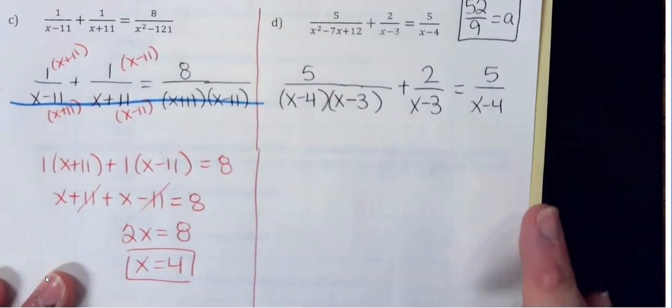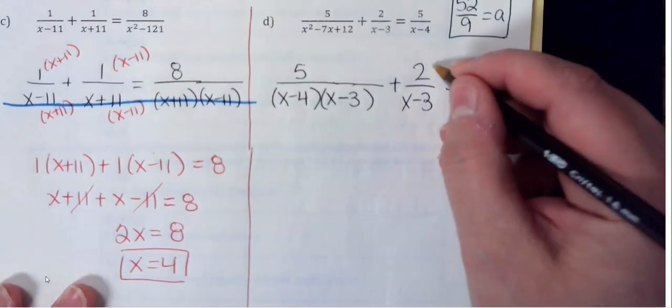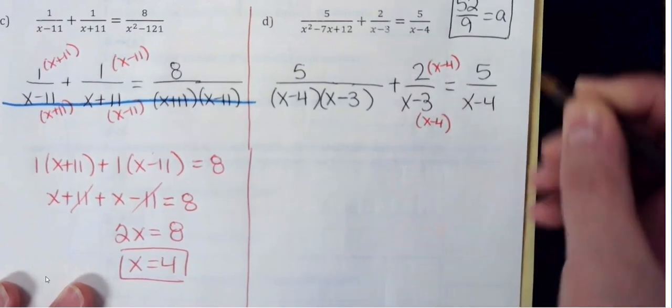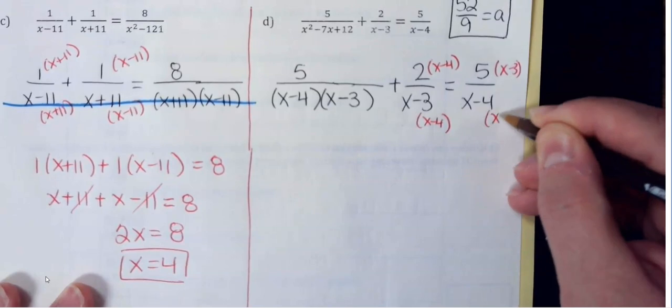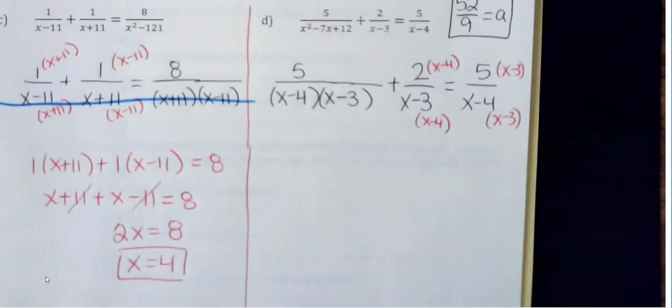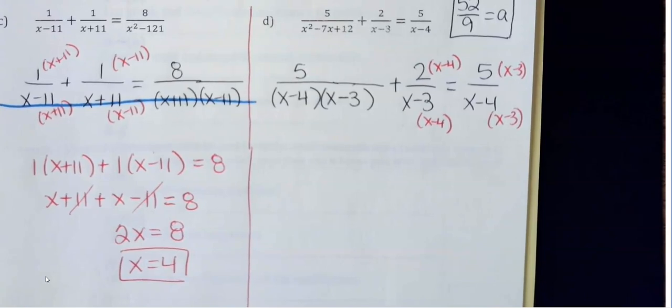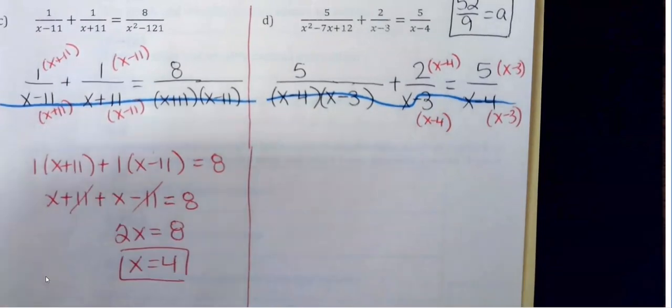So here's my recommendation. Let's just create a common denominator between all three. So this guy would need an x minus 4, top and bottom, and this guy would need an x minus 3, top and bottom. So now all my denominators would be x minus 4 times x minus 3. So if you make all the denominators match, then you just don't even have to worry about it.